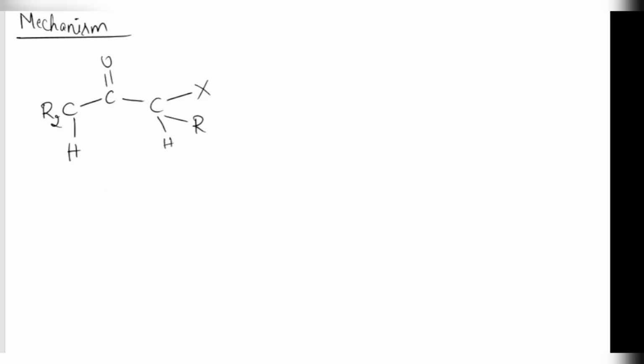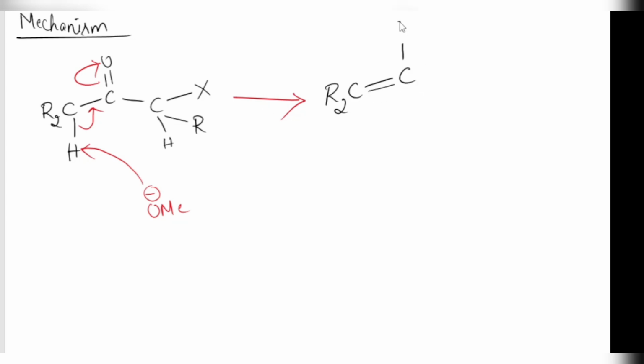Now what will happen? This OMe minus will come and abstract this proton, and finally this electron will shift like this, and the negative charge will come on oxygen, and finally we will get R2. Then here carbon is there, and a carbon-carbon double bond came, and here O minus, enolate. It will create an enolate, and here carbon, and here X and R and H is there, right?